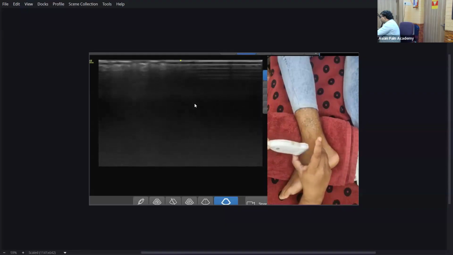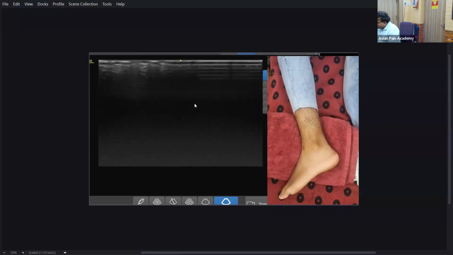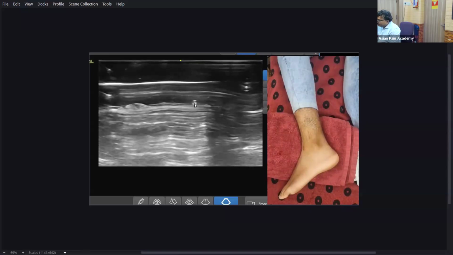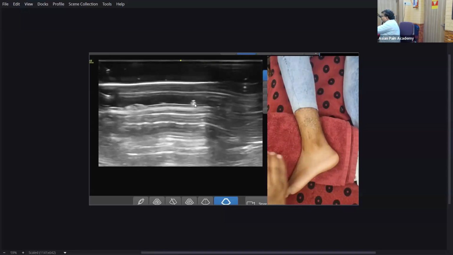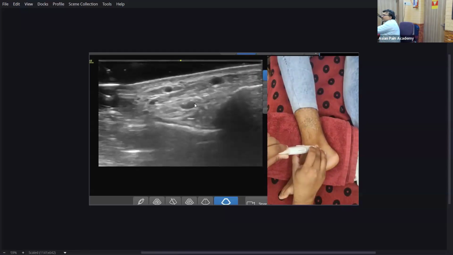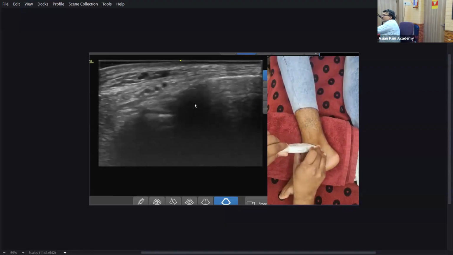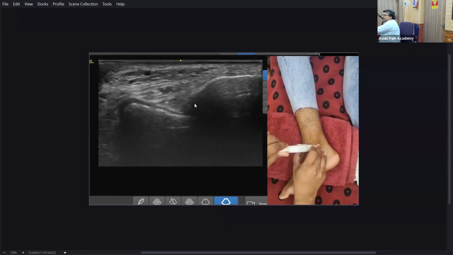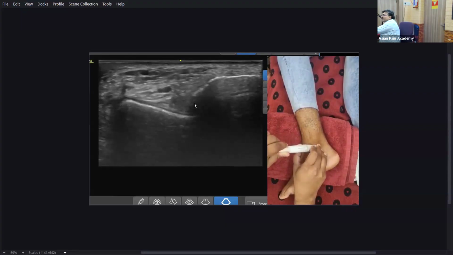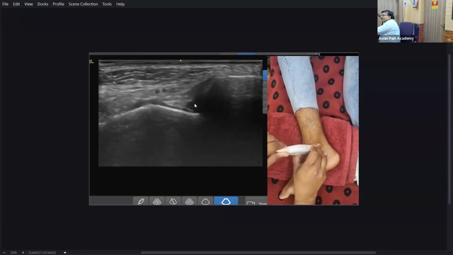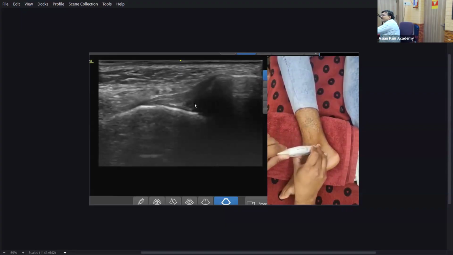Okay, let me do one thing. We need to put a little bit more gel because already with so much movement the gel is reduced. Again, I am holding it in the same fashion so that it is easier for you. From the previous ligament, let us move 90°. So first we will start seeing the triangle of the tibia again, and next we will start seeing another ligament.